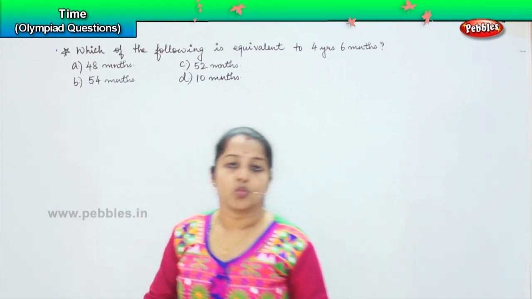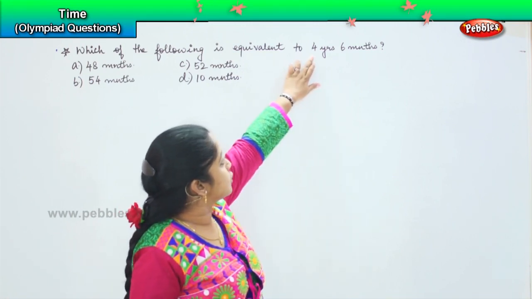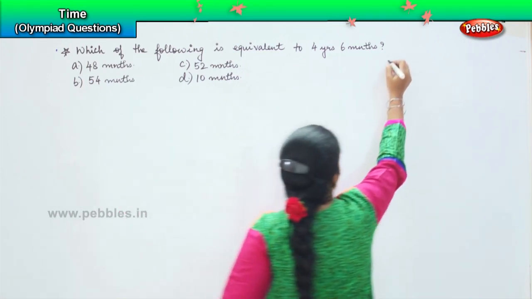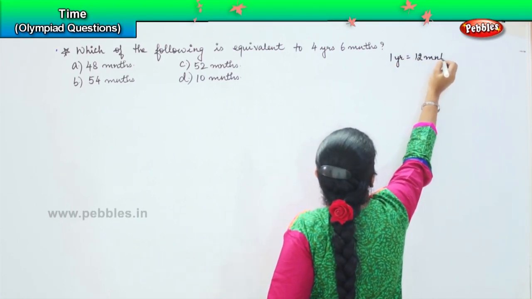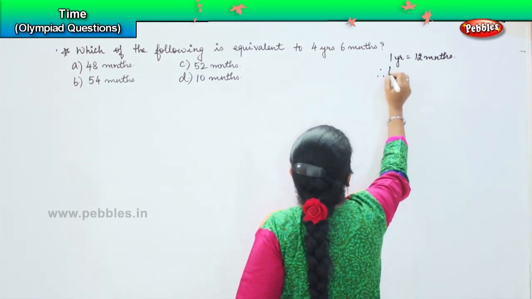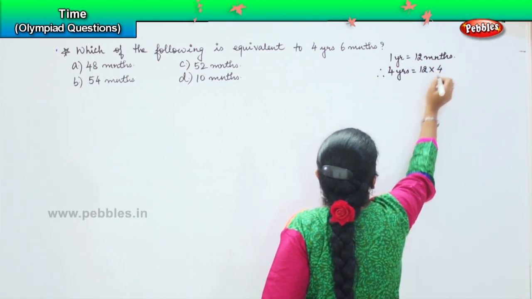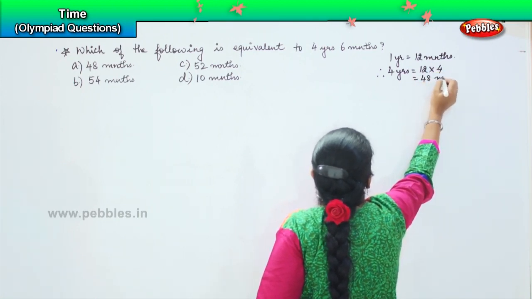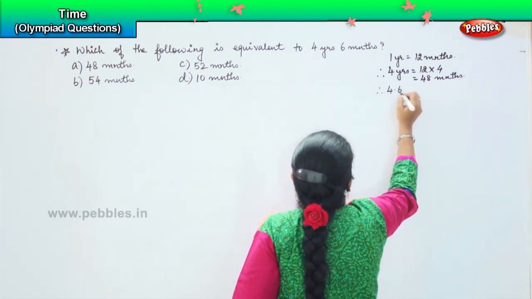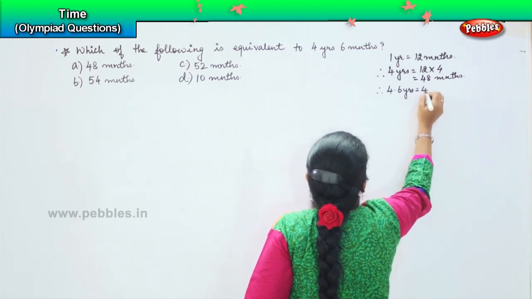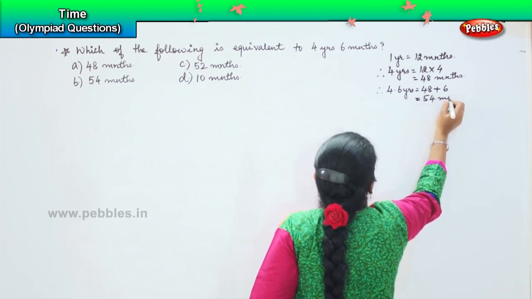Okay. So, we all know that 1 year has got 12 months. So, now they are asking us 4 years and 6 months. So, therefore, 4 years is equal to 12 into 4, which is equal to 48 months. Now, they are asking us 4 years 6 months, which means 48 plus 6, which will be equal to 54 months.